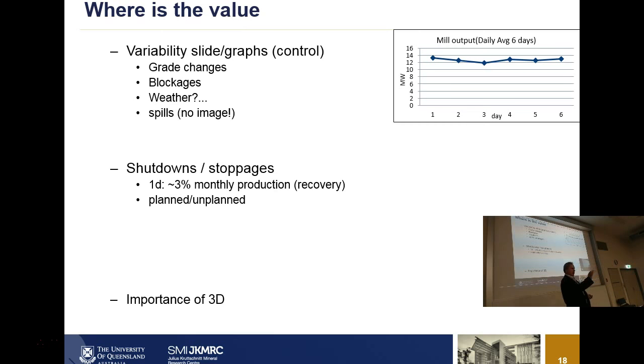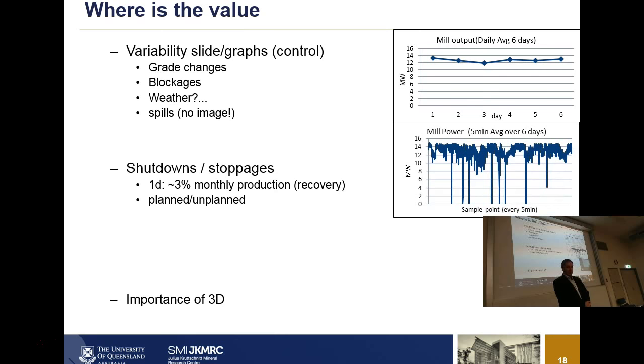I said, give me the raw data. So they said, look, we're targeting about 12 and a half, maybe 13 megawatts. Because usually the higher the power draw of the mill, the more efficient the comminution. They said, we're targeting about 12 and a half, maybe 13. That's our target. But okay, give me the raw data. That's the raw data. That's 5-minute average, every 5 minutes. This is an average over each day.